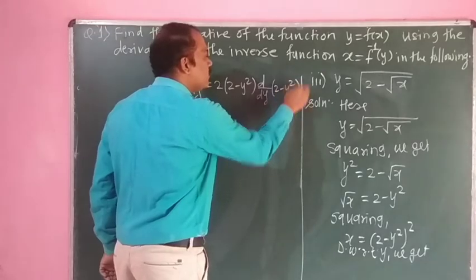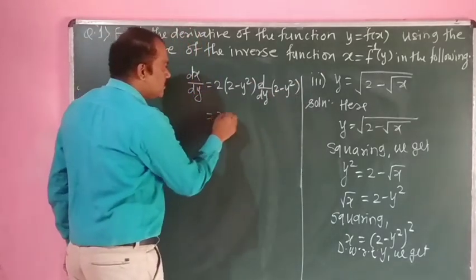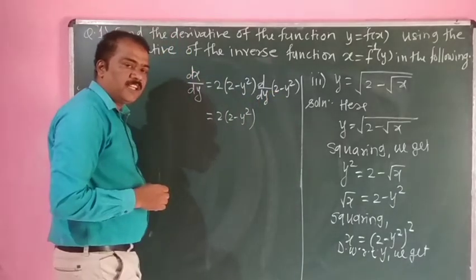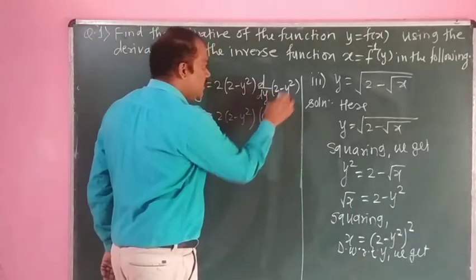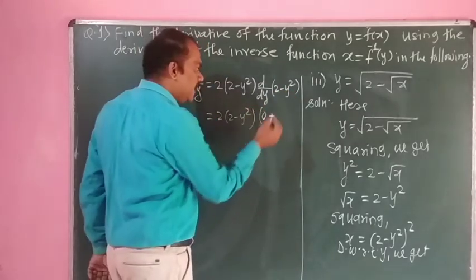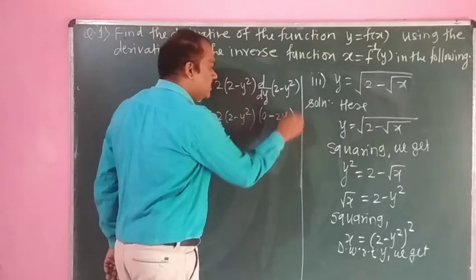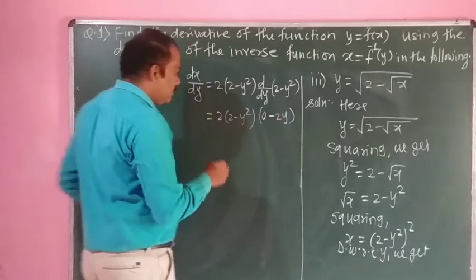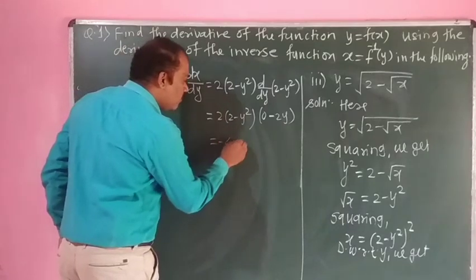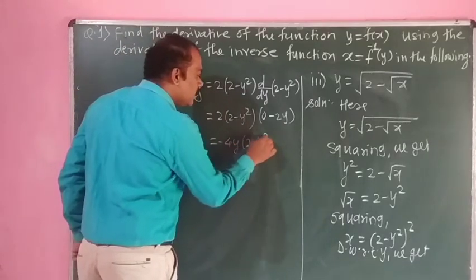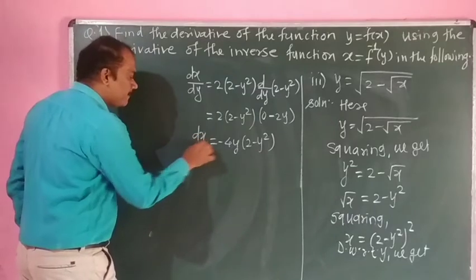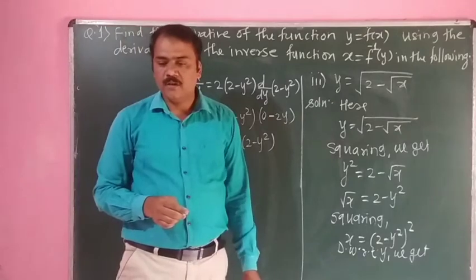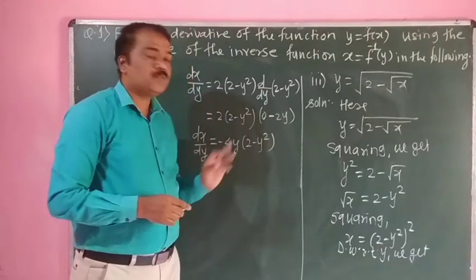That is 2 times (2 minus y squared) into the derivative: 2 is a constant, so its differentiation is 0, minus the derivative of y squared with respect to y. Again using the power function formula, we get 2y. 0 minus 2y is nothing but minus 2y. Minus 2y into 2 is minus 4y, into (2 minus y squared). So dx by dy is equal to minus 4y into (2 minus y squared).